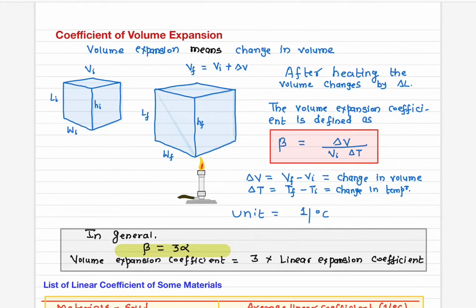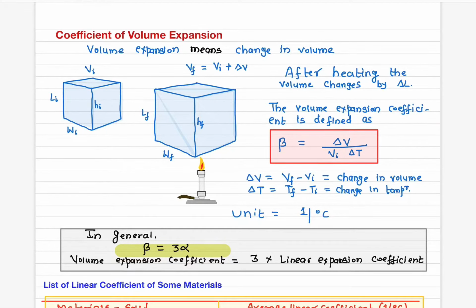So let's say you have a cubical box. The length, width, and height are given. And after heating, the length changes, the width changes, the height changes, and now we have a new volume. That volume we call the final volume. VF stands for the final volume, and this final volume is equal to the initial volume plus the change in the volume, delta V.